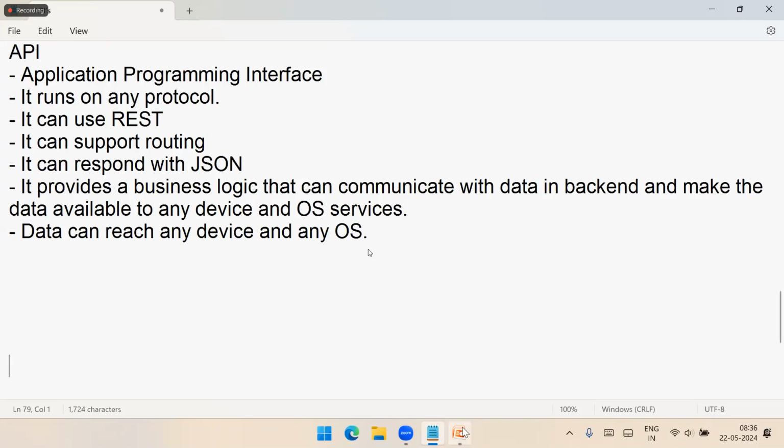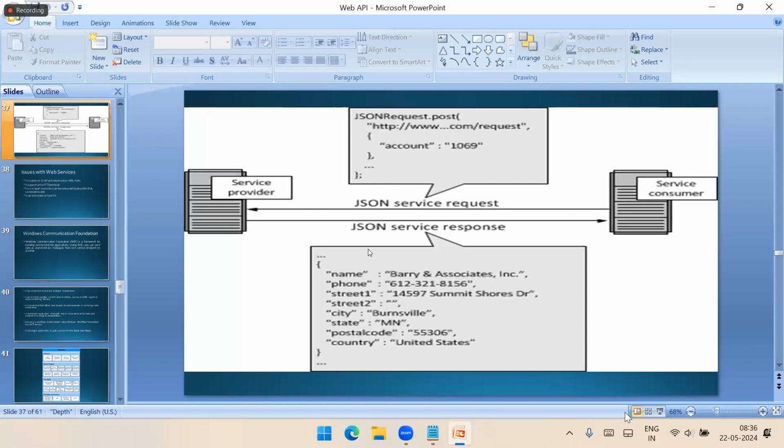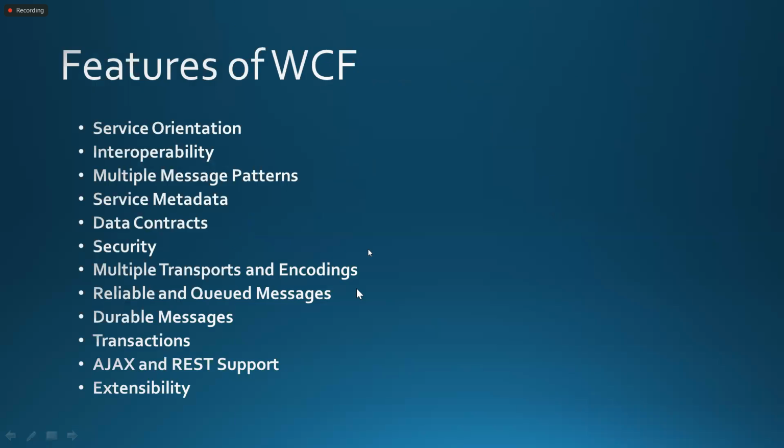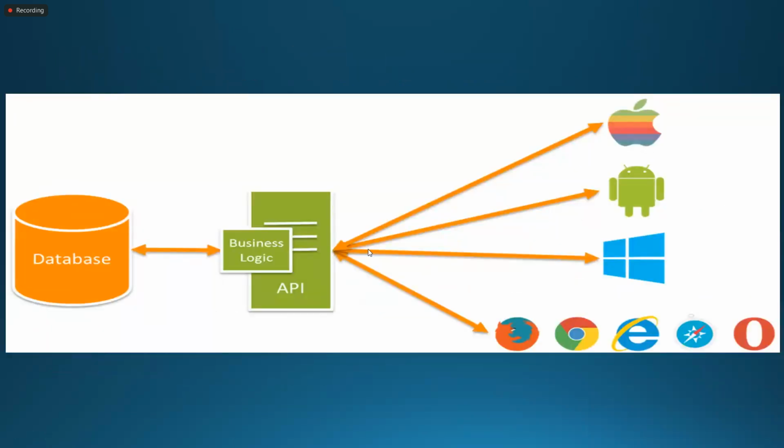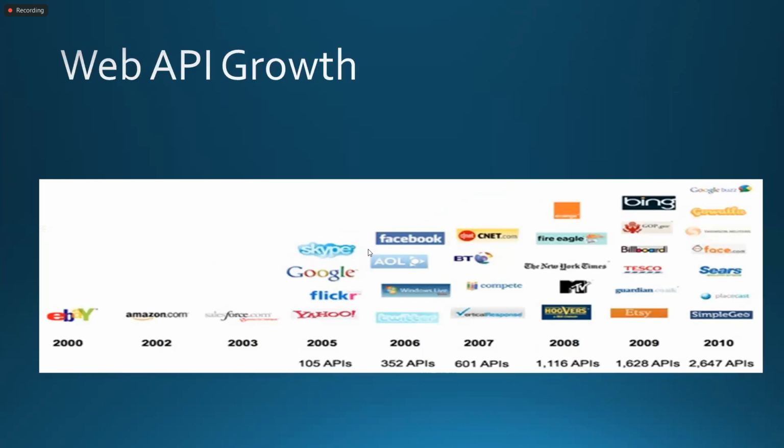So this is the architecture actually, and this is the concept of API. So what is the point about API? To design business logic, and that business logic has to communicate with different clients. That means it should be able to reach everywhere. And these are the different types of APIs we have.